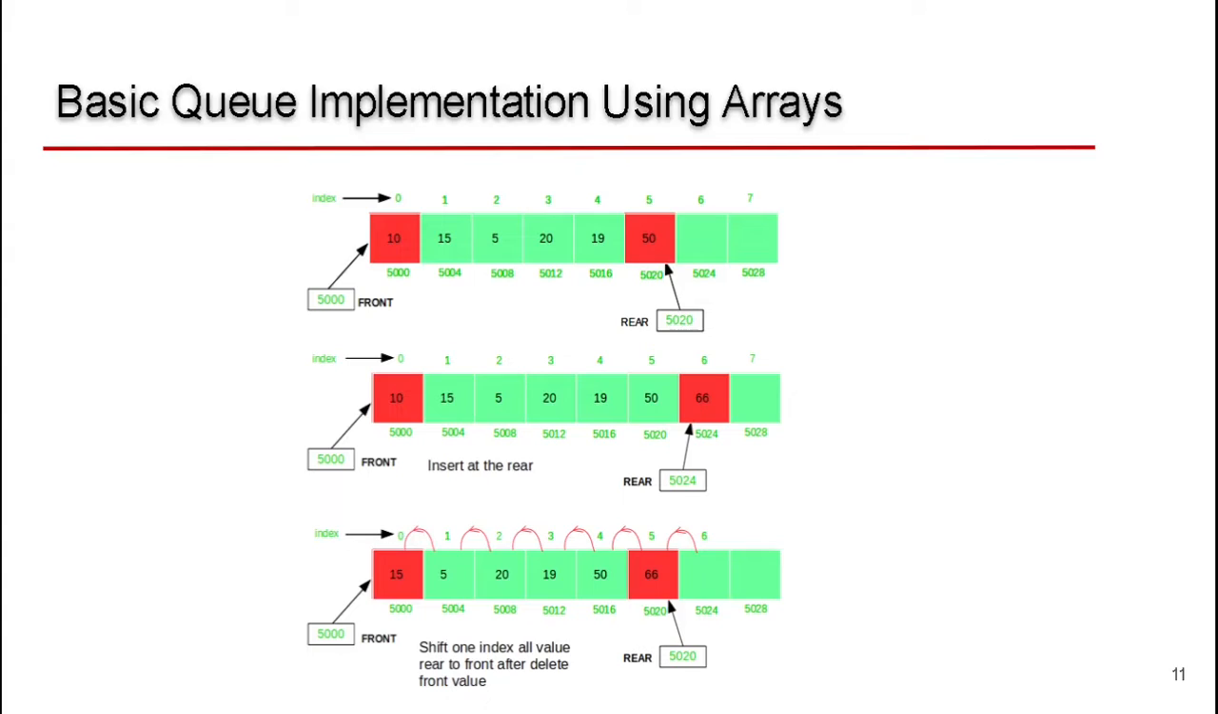The second solution to improve this is to deal with the front and rear pointers. So instead of doing shift, why don't we just make the front point to the next item? So front here is a pointer, we just move front.